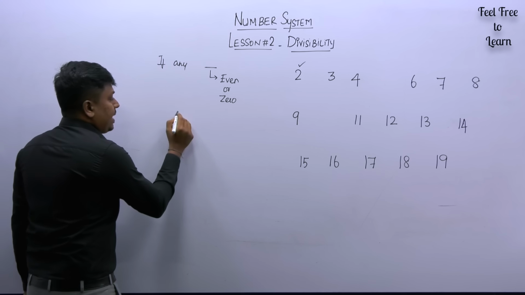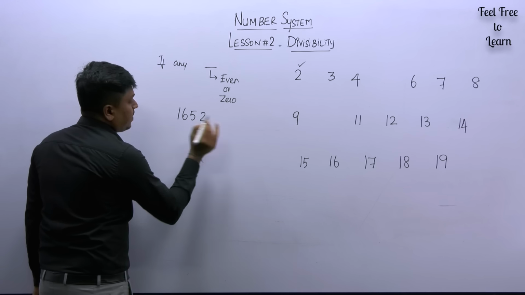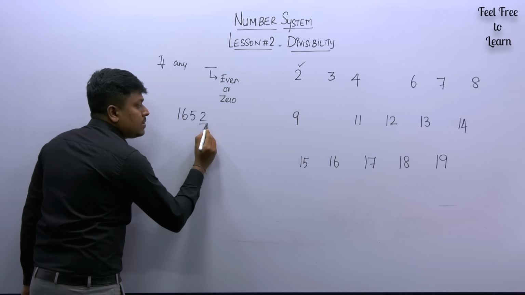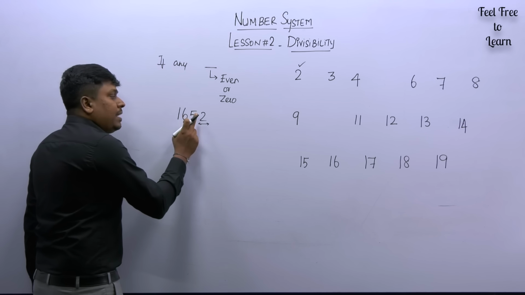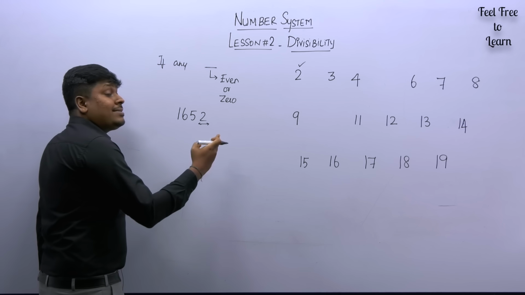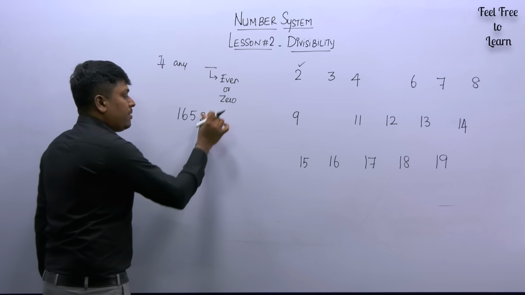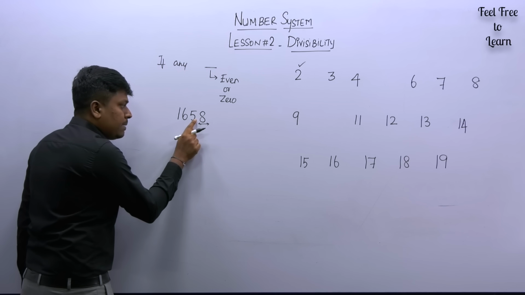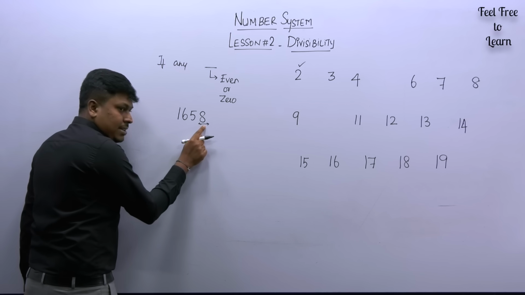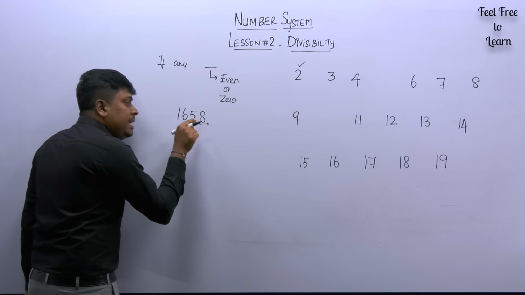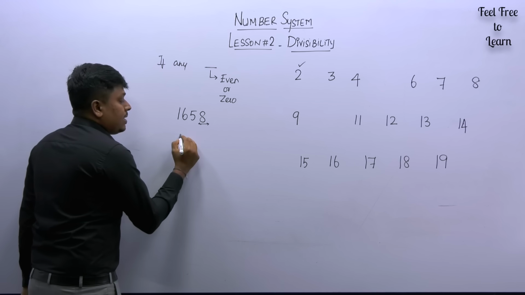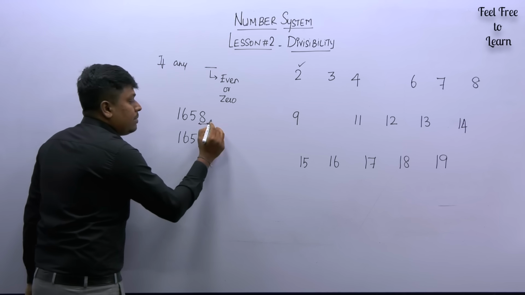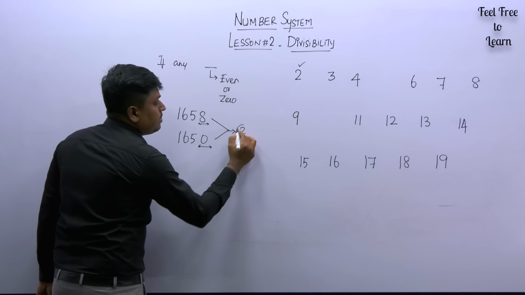Got it? So let me take any number, 1652. Yes, 1652. Just listen carefully. What about the last number here? So the last number is 2. If the last number is 2, or else the last number can be any even number. For example, let me take 1658. It's an even number or not? Yes, even number. So if the last digit of the given number is an even number or else 0, then both these numbers are divisible by 2.